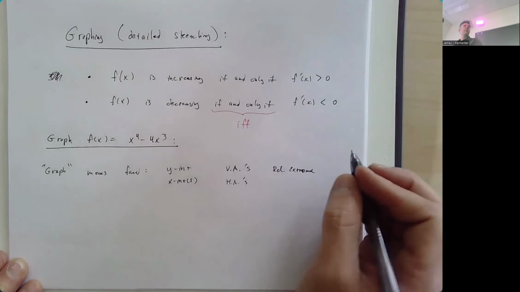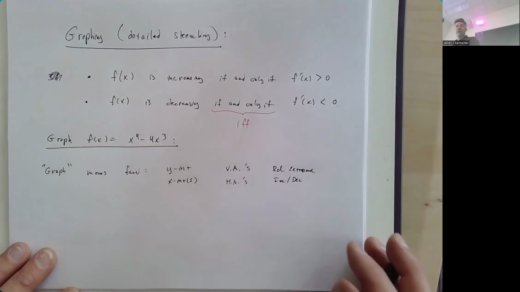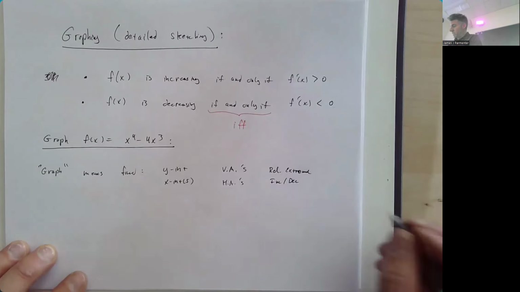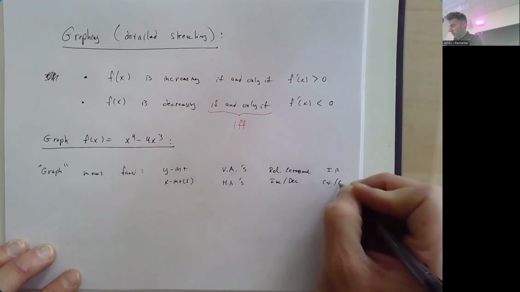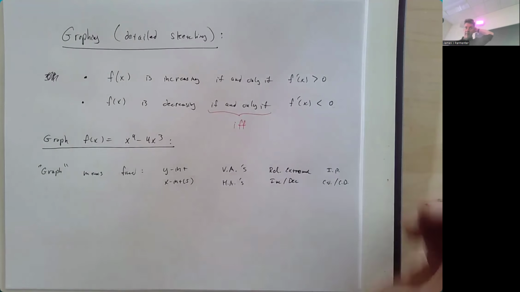And then we're not going to do it here because we haven't talked about it yet, but we're also going to do the second derivative stuff, which is any inflection points and where the function's concave up or concave down. We'll get to concavity, but for this first one, we won't talk about it because it's not super duper important.